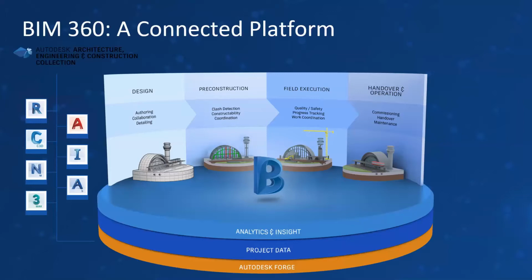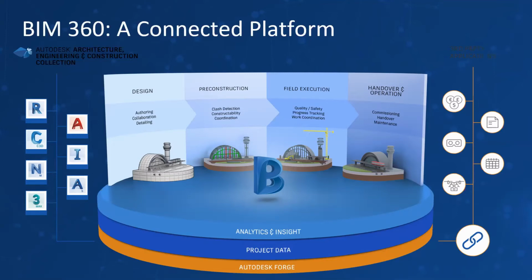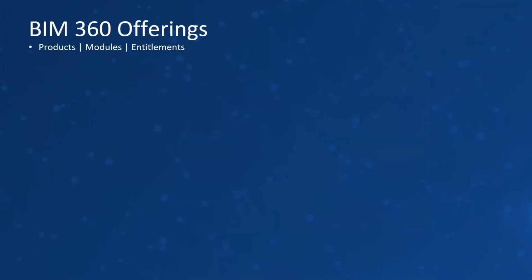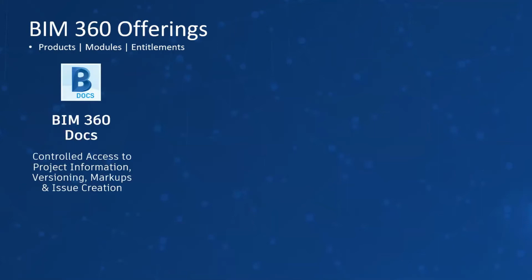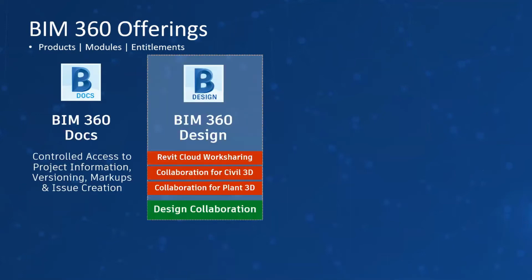Enabling multidiscipline design and connecting all stakeholders. So we are centralizing our collaboration tools on a single platform. So we brought these things together into a single BIM 360 brand that supports design, build, and operate. So what are the BIM 360 offerings? First, it has BIM 360 Docs. So it controls access to project information. So you can also do versioning, markups, and issue creations.